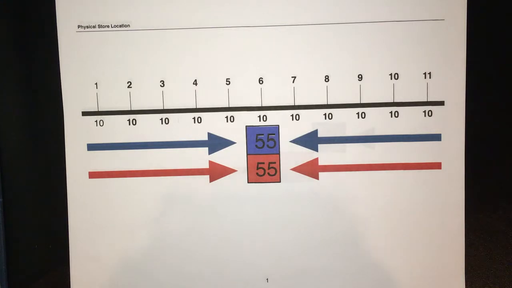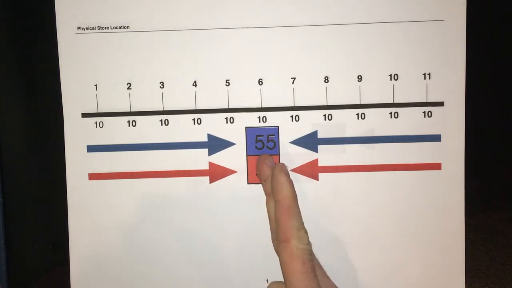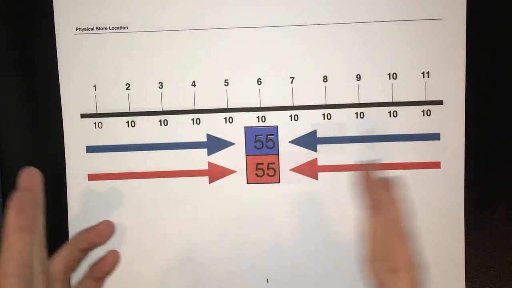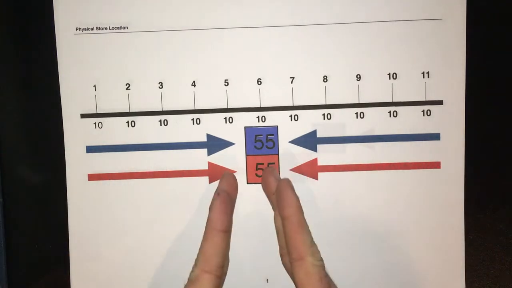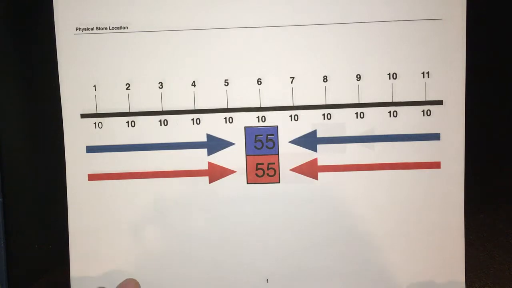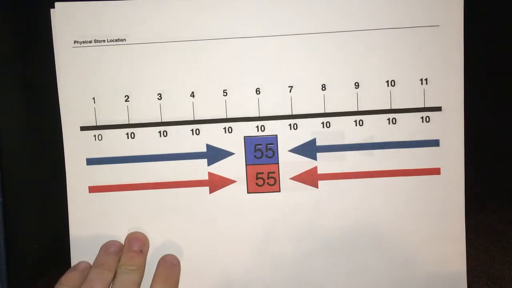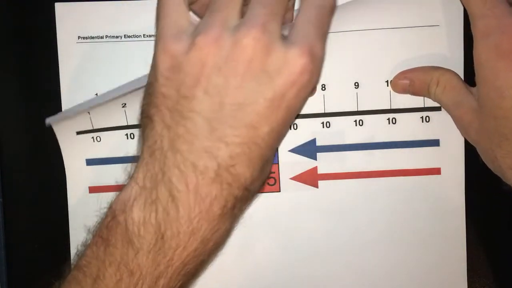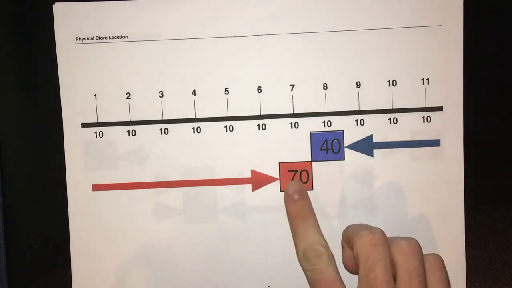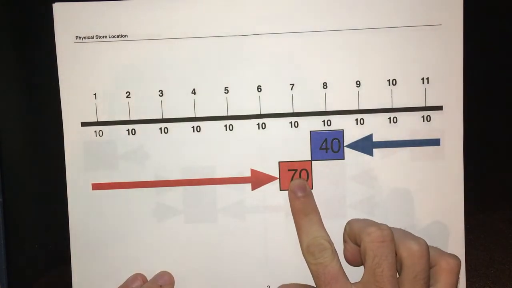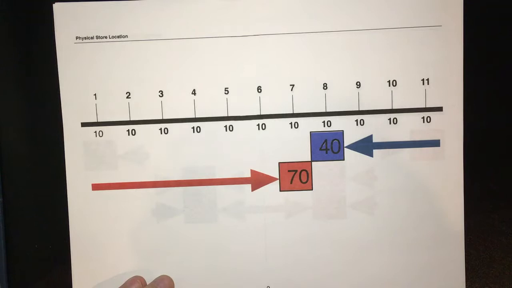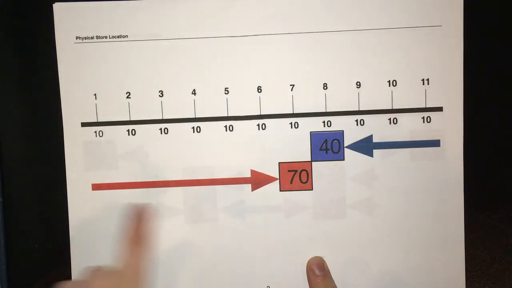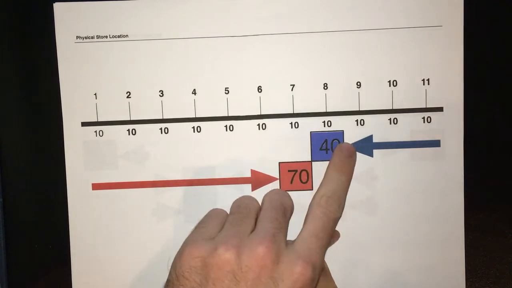When both stores are placed in the middle, consumers will equally disperse because the necessary travel time is equal for both. However, if one store is at location 8 and one store is at location 7, the distribution of customers changes. This is because it takes less time to travel to location 7 from locations 1 through 6 than it does for them to travel to location 8.